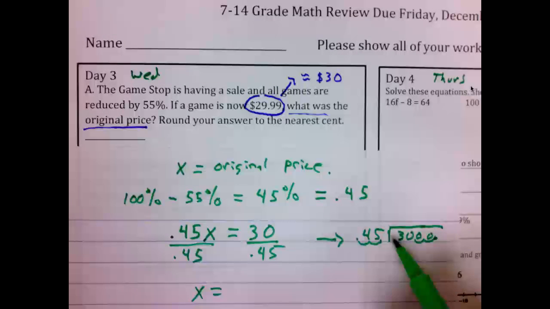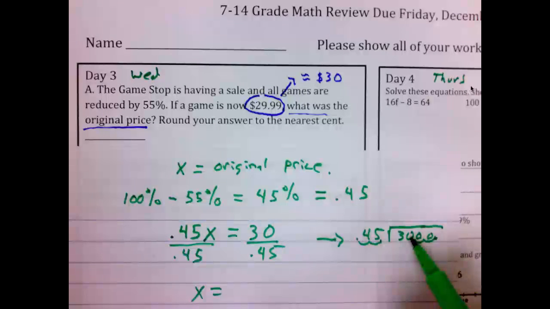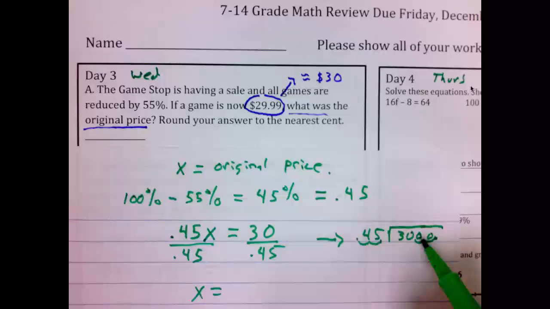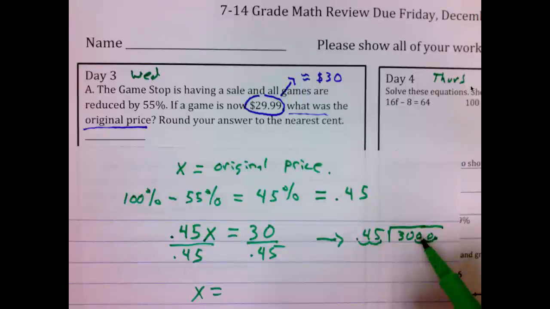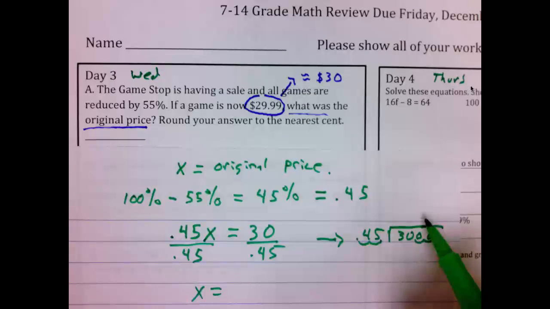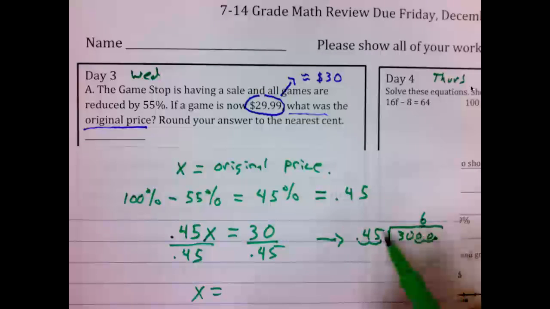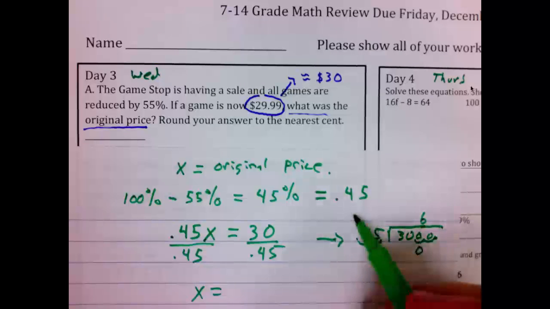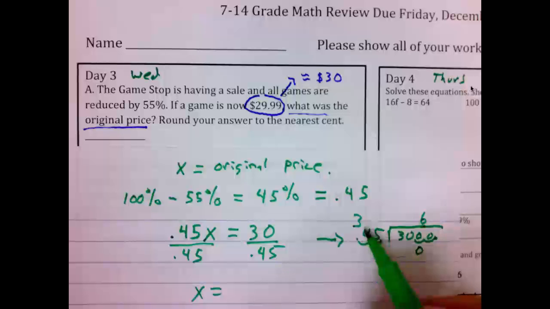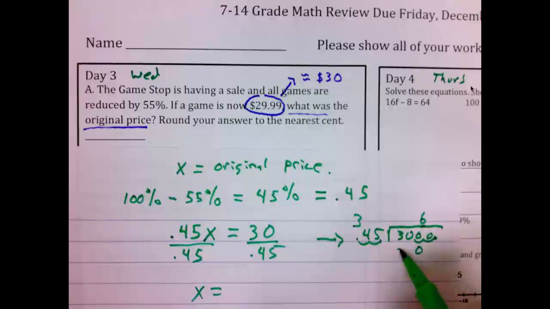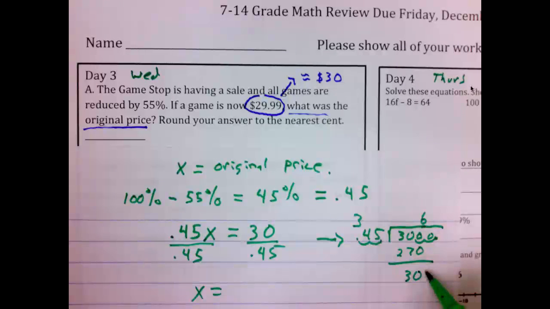So 45 into 3 won't go. 45 into 30 won't go. 45 into 300. I believe that's going to go 6 times. 6 times 5 is 30. Carry my 3. 6 times 4 is 24. Plus 3 is 27. Now, 300 subtract 270 is 30. Bring down the 0.